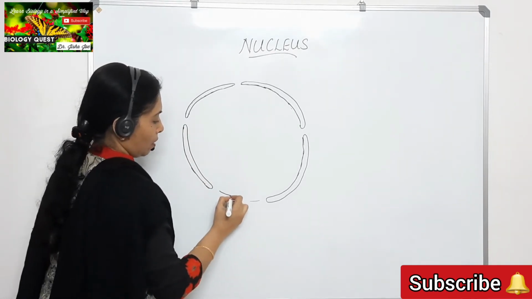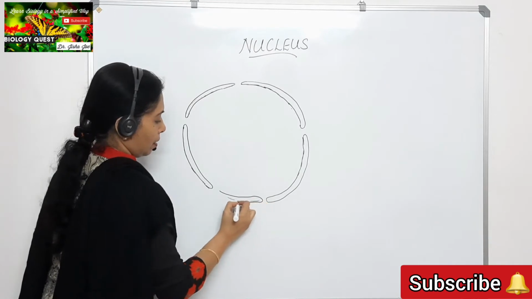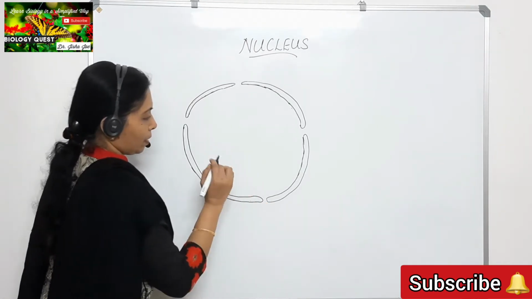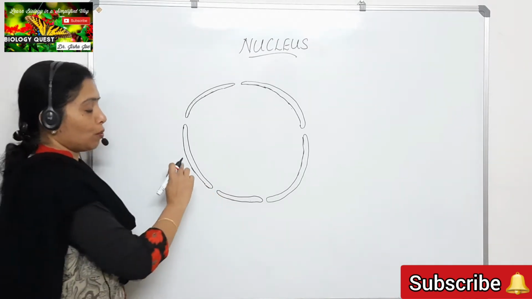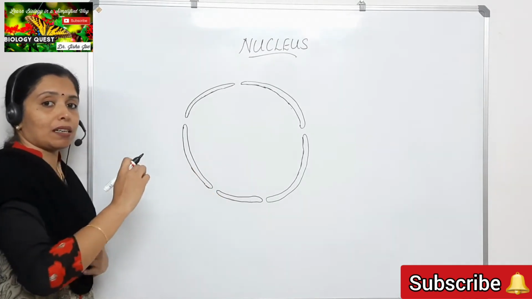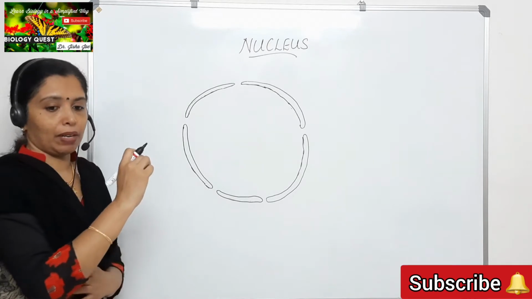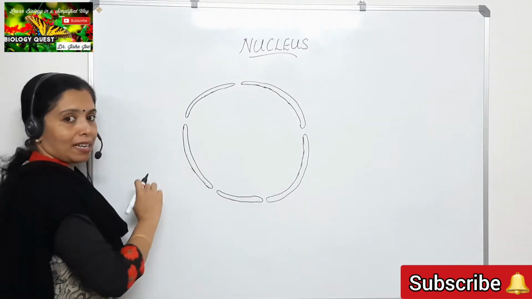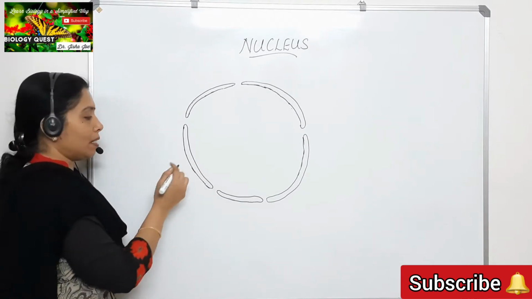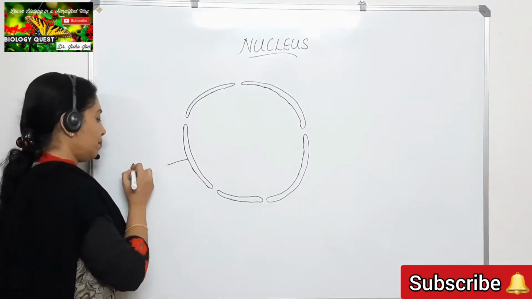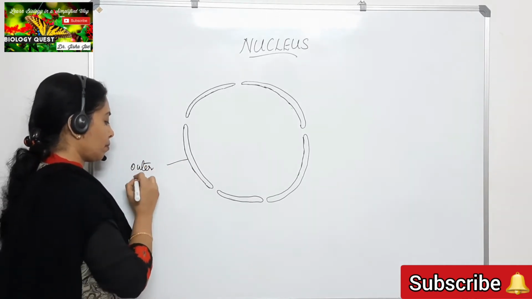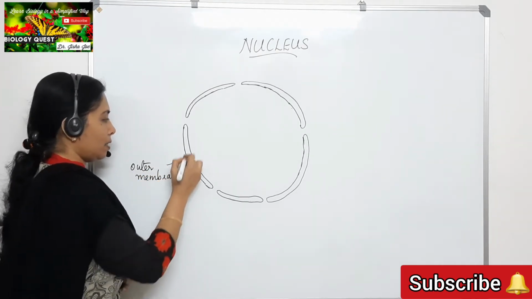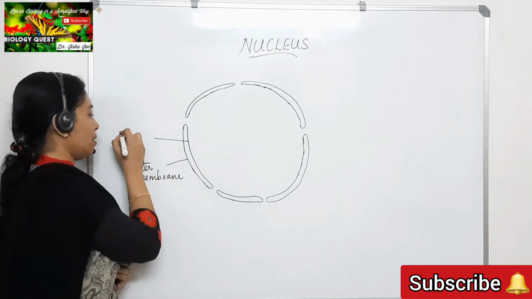It is formed of an outer membrane and an inner membrane. As you can see, there are two membranes there. That is why it is called a double membraned envelope. It has an outer membrane, and that is the inner membrane.